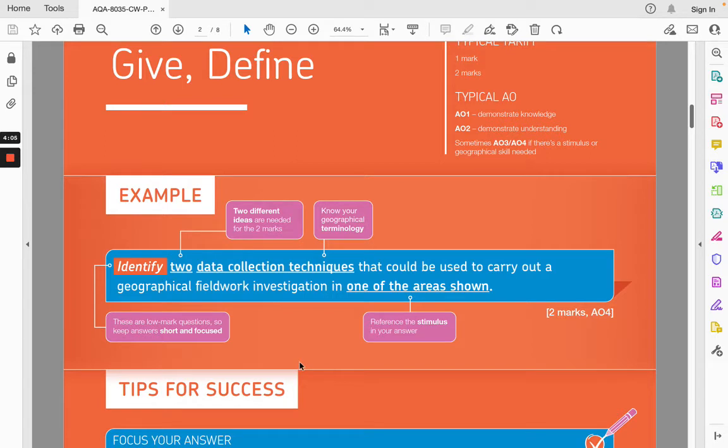Paper 3 here. Look: identify 2 data collection techniques that could be used to carry out a geographical fieldwork investigation in one of the areas shown. 2 marks, 2 identifications. That's it. Keep these answers short and focused. Look closely here: one of the areas shown. Read your questions carefully. It might be asking you to refer to something specifically, so just bear that in mind.